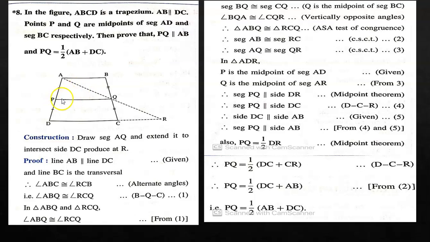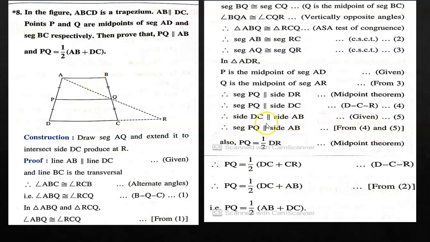So I can say that PQ is parallel to DR by midpoint theorem. That means PQ is parallel to DC, because D-C-R are collinear. This is my statement number 4: PQ parallel to DC. And I know that DC is parallel to AB. This is given information, statement 5.